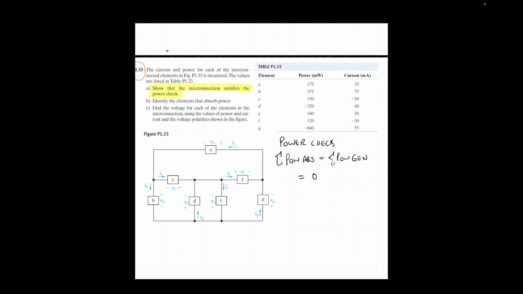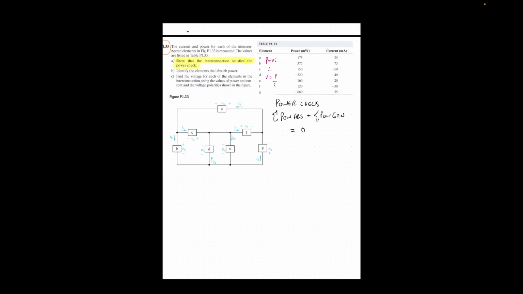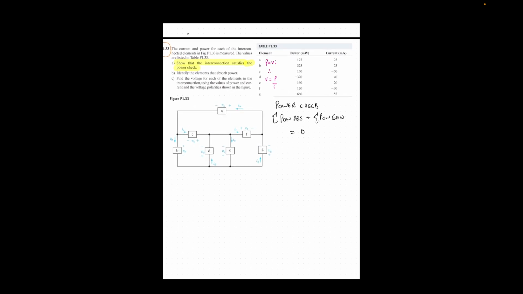How can we solve for voltage? Well, it's just a simple algebraic manipulation from the equation power is equal to VI. V will equal our power divided by our current. So let's go ahead and write that equation in just so we have it. Power will equal VI, therefore voltage will equal my power divided by my current. So let's go ahead and take this element by element. Now, let's start with element A.